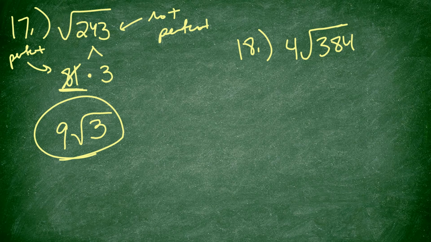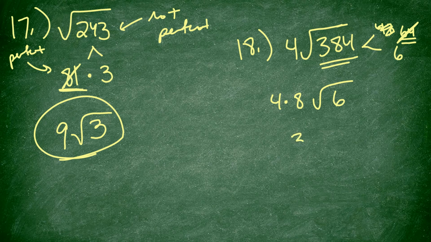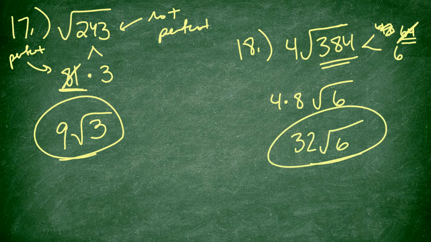So once again, number 18, 384, not perfect. But 64 times 6 is 384. So I use my list of perfect numbers, and 64 is the biggest number on the list. So this 64 turns into 8, so I have 4 times 8 square roots of 6. So I end up with 32 square roots of 6. And that's it for 18.